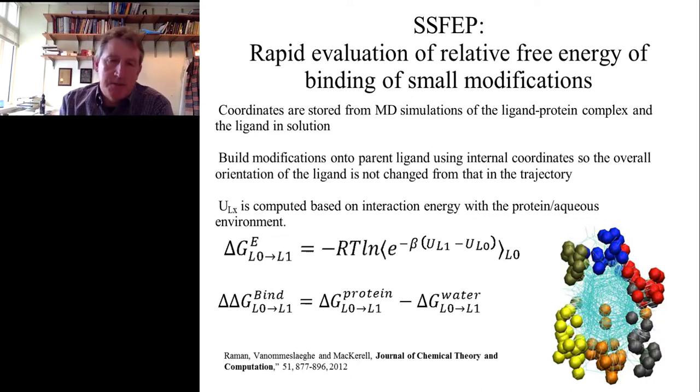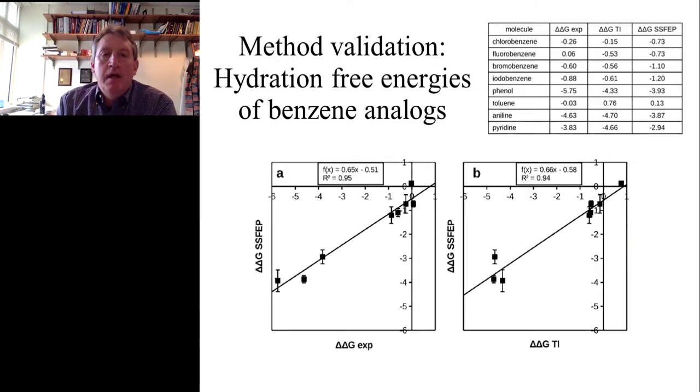In the next couple of slides, I'm going to show you some validation, and then later in the talk, I'll show you an example where we use SSFEP in the context of GPCRs. When we initially developed the methodology, we wanted to make sure that we could calculate the relative binding of hydration-free energies. This is the energy of putting a molecule in solution, of benzene analogs. And this would be analogous to modifying a drug-like molecule and understanding how its solvation energy changes. This is information that can be used for, say, bioavailability and so on.